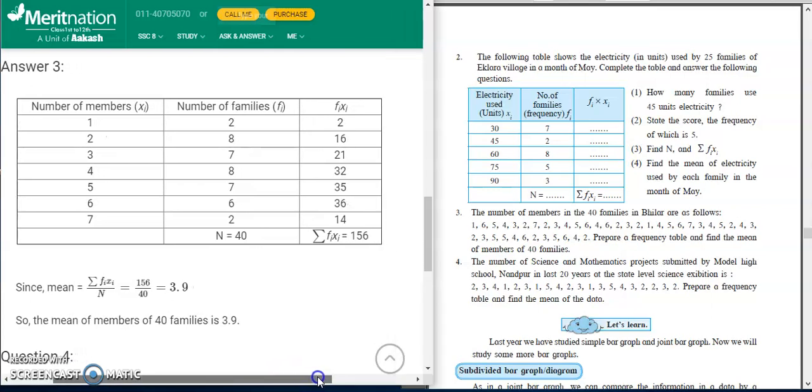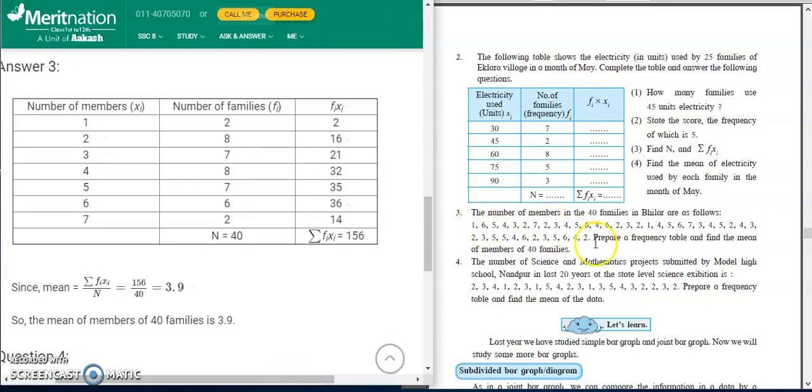Number of members given is, write all the numbers only once. One time you have to write all the numbers given. So 1, 2, 3, 4, 5, 6 and 7. These 7 numbers are given here in repeated form. So number of families will be Fi. That will be how many times that number is repeated.